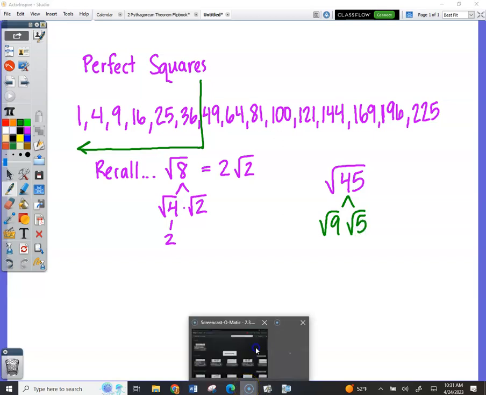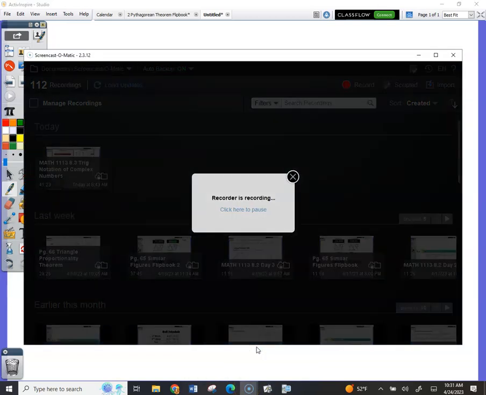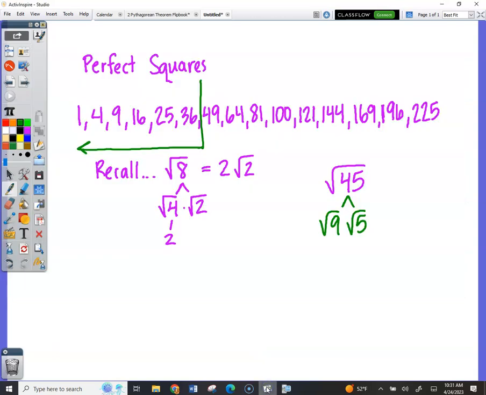Yes, okay, good. And then the goal is the number that was in the list keeps going. What is the square root of 9? 3. So this becomes 3. The square root of 45 is 3 square root 5.